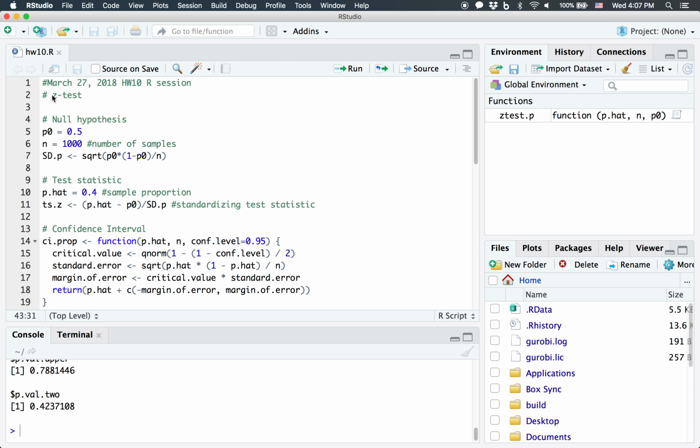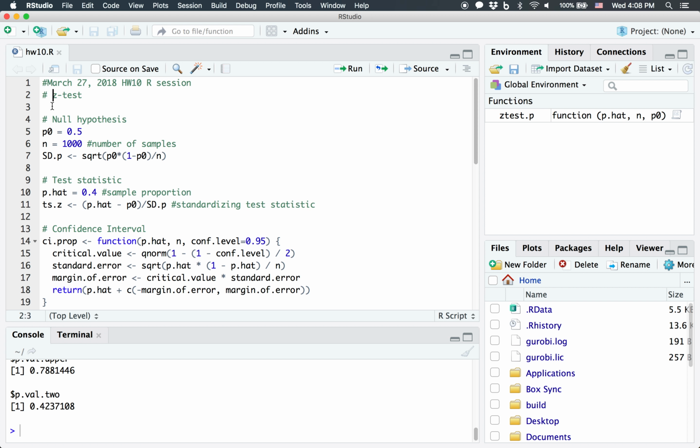Today's new topic is z-tests for hypothesis tests for a proportion. What we want to do is run a hypothesis test for a proportion. To do that, we are using the z-test.